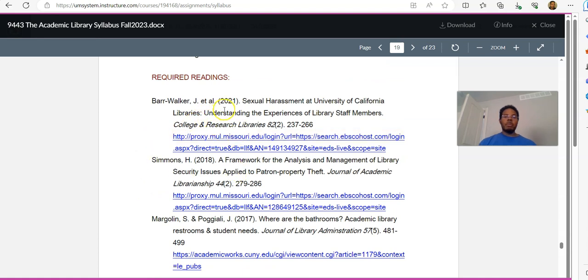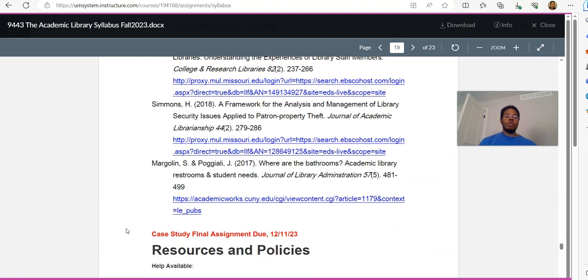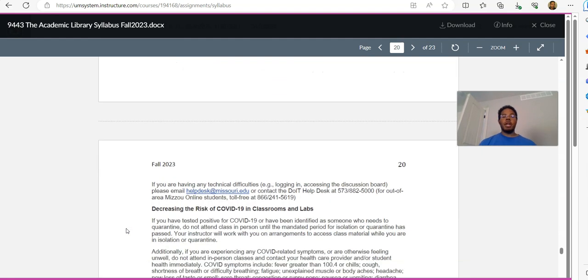But these things do happen in academic libraries. Sexual harassment does happen. Analysis of patron property theft, basically. Theft does happen. Harassment does happen. Where are the bathrooms? You do have to respond to student needs, including safety issues related to student needs in libraries. So that also plays a role there.